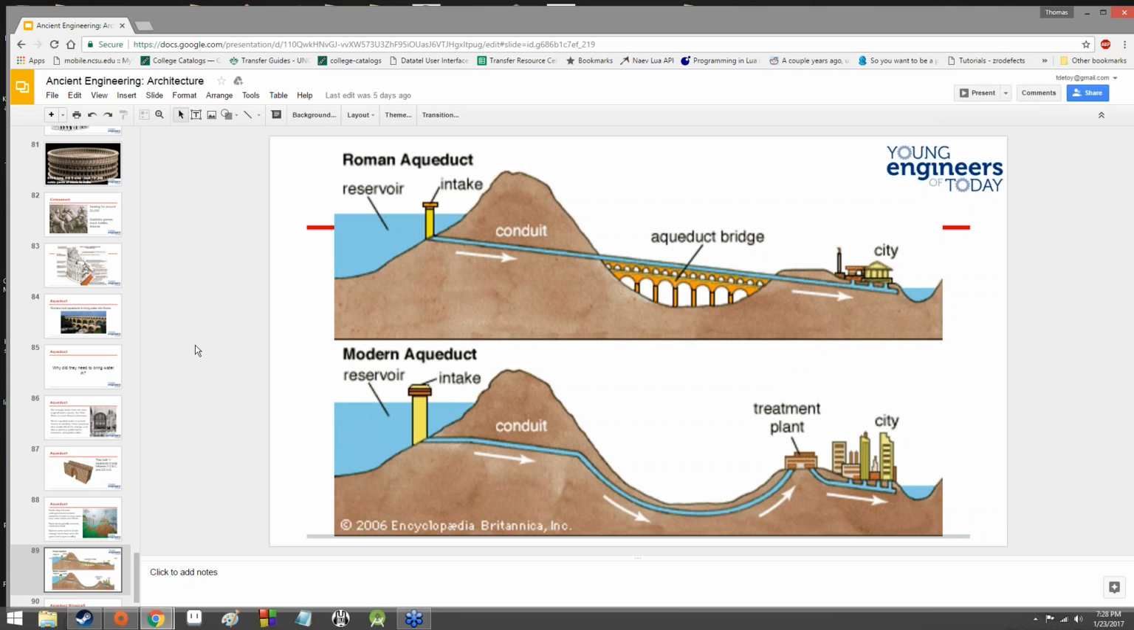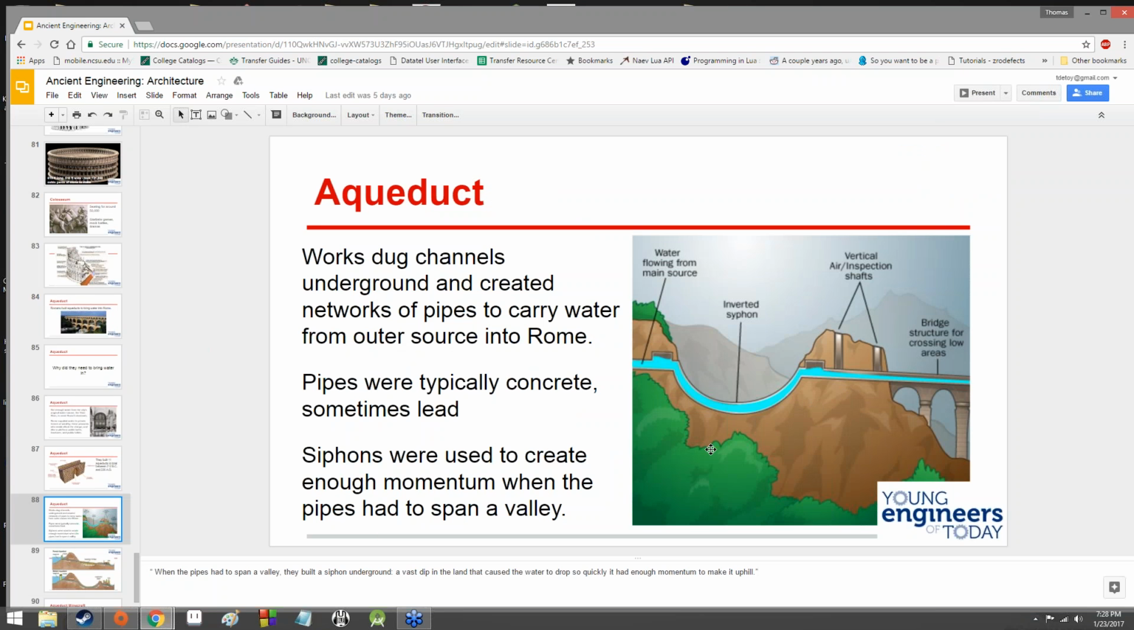Differences between a modern aqueduct and a Roman aqueduct. You've got the reservoir and the intake, just like you do in a modern one, and then it travels along the conduit, down an aqueduct bridge, and into the city. Now, what we do is we use a siphon, essentially, in order to transport that water to the treatment plant, because we do love our clean water, understandably so, and then it goes from the treatment plant to the city. But yeah, so the same basic idea, except we just utilize siphons, which again, thanks to the Romans.